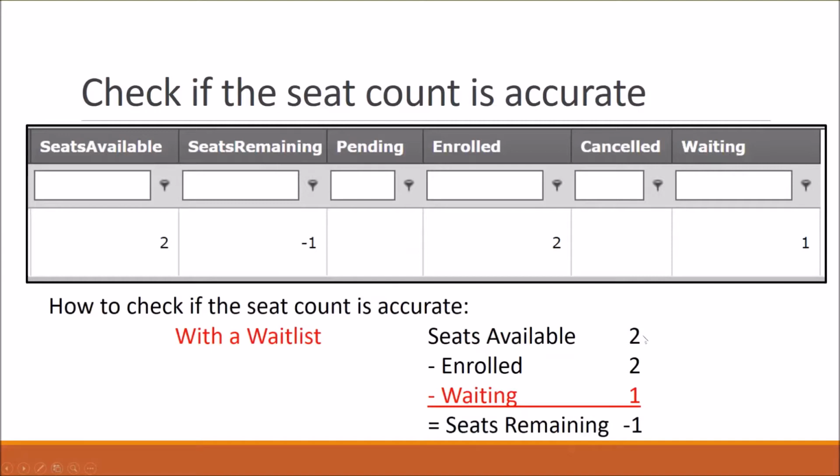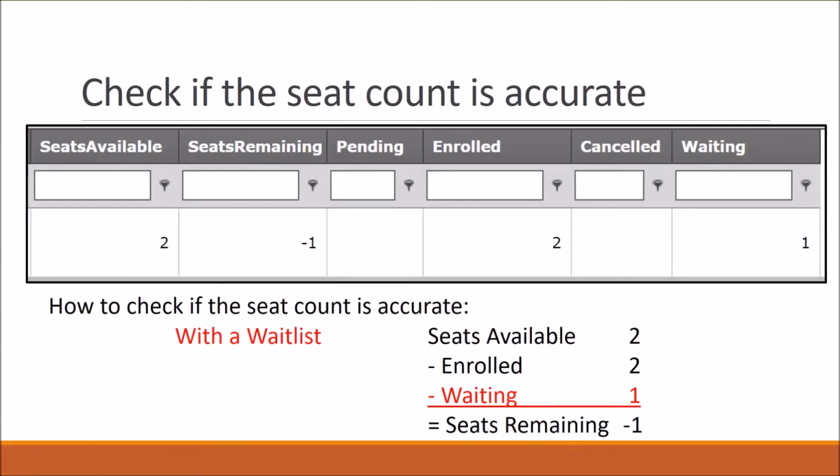So if we had 2 seats to begin with, 2 people enrolled, that makes 0, minus 1 leaves us with a total of -1. So we have 1 waiting, -1 remaining. Our math is also good, so for this class the seat count is accurate as well. No problems here. If we wanted to move this person off the wait list into the class, we could go to Course Utilities, add a seat to that class to make it 3 available, and boom, they're in the class. Hopefully that makes sense.